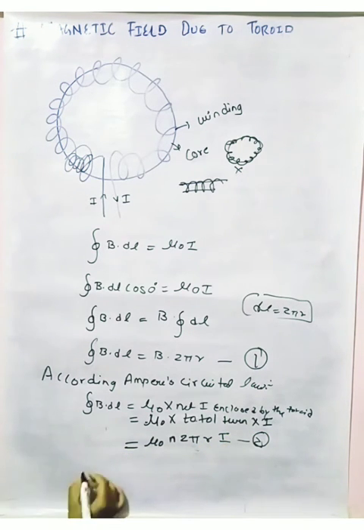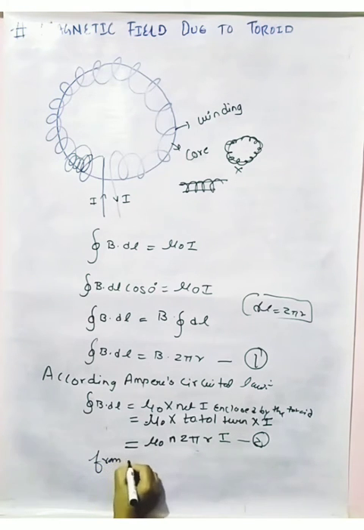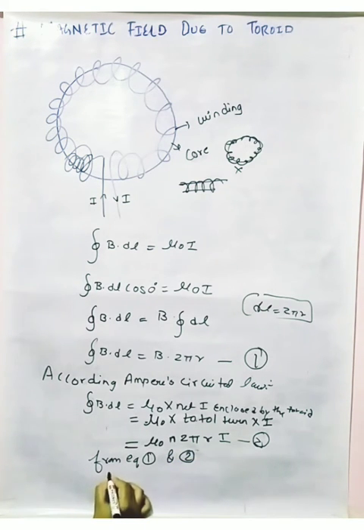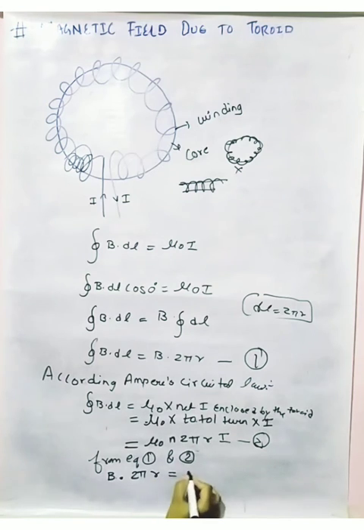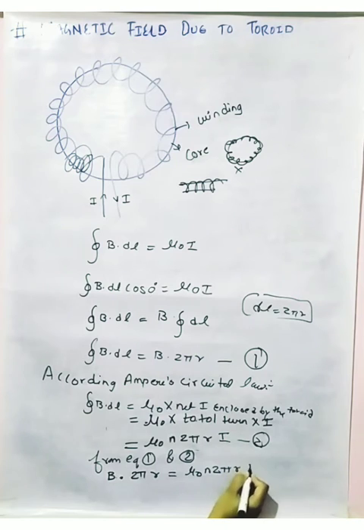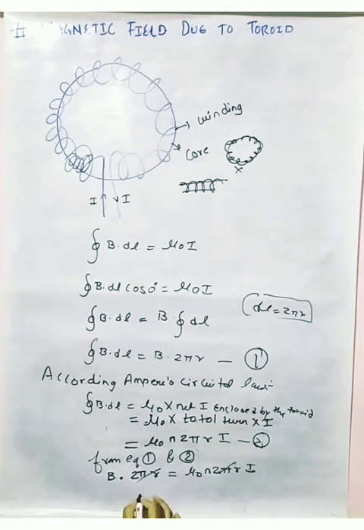So from equations 1 and 2, B into 2 pi r is equal to mu naught into n 2 pi r into I. So this 2 pi r gets cancelled, and we are left with B equals mu naught n I. This will be the magnetic field due to a toroid.